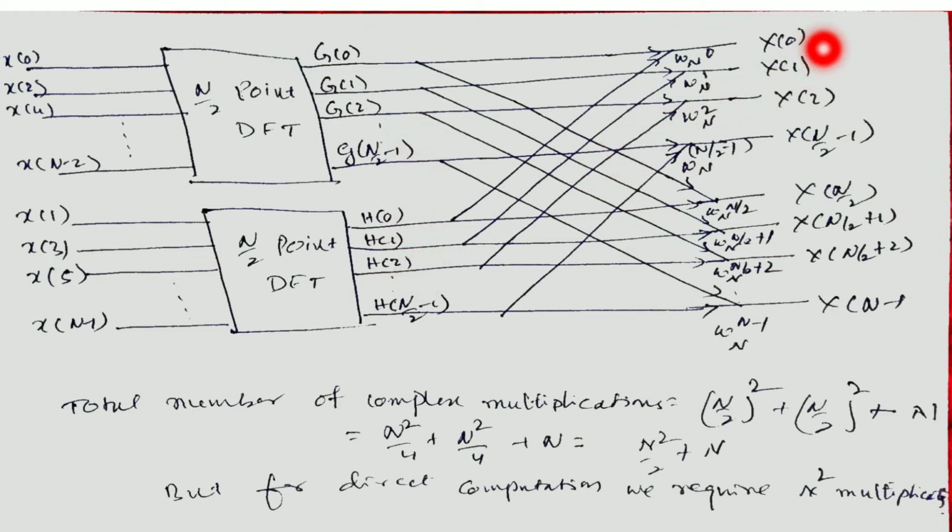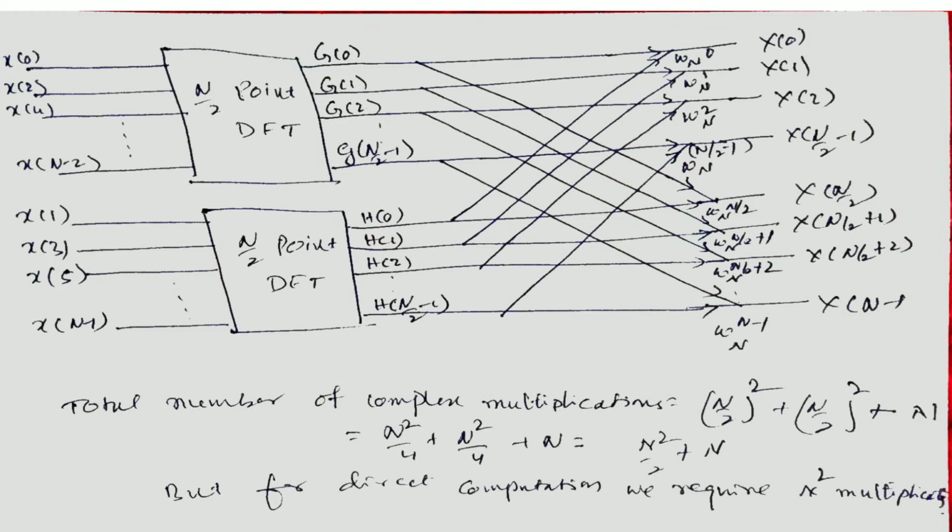And from the equations we find that x of 0 is equal to g of 0 plus h of 0 into wn power 0. Then x of 1 is equal to g of 1 plus h of 1 into wn power 1. So like that, you are able to express all the values of DFT of your sequence x of k.